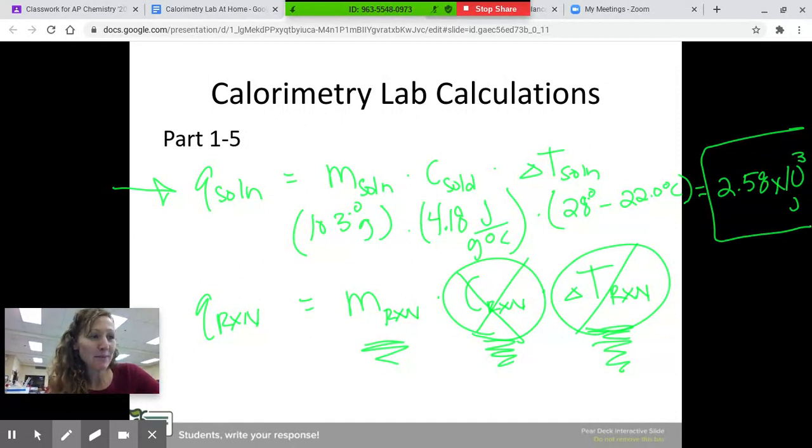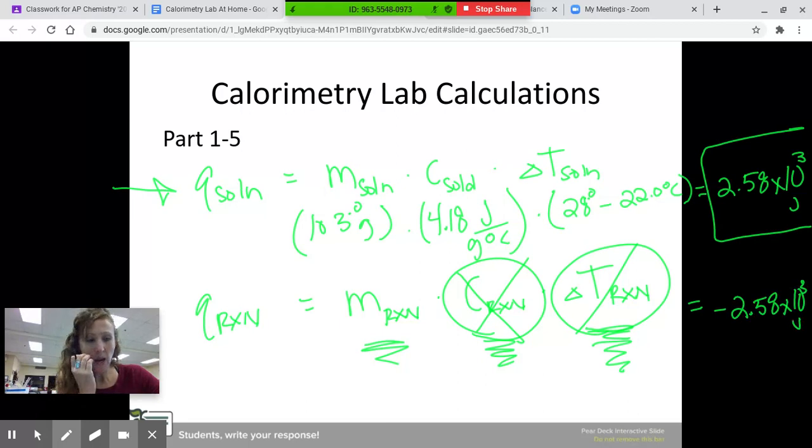Yeah, it's the opposite of Q of the solution. Whatever the solution absorbed, the reaction gave off, right? So if Q of the solution absorbed 2,580 joules of energy, then Q of the reaction gave it off. Q of the reaction is going to be negative 2.58 times 10 to the third joules.